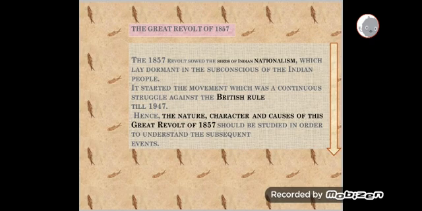The 1857 revolt sowed the seed of Indian nationalism, which lay dormant in the subconscious of the Indian people. It started the movement which was a continuous struggle against British rule until 1947. Hence, the nature, character, and causes of this Great Revolution of 1857 should be studied in order to understand the subsequent events.